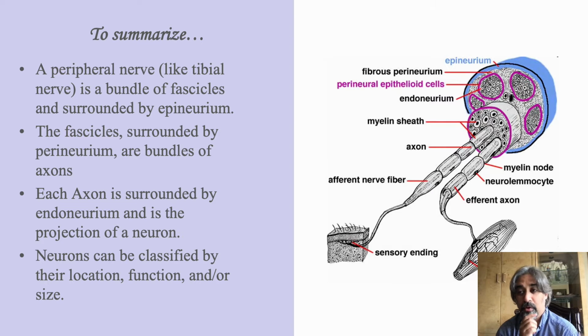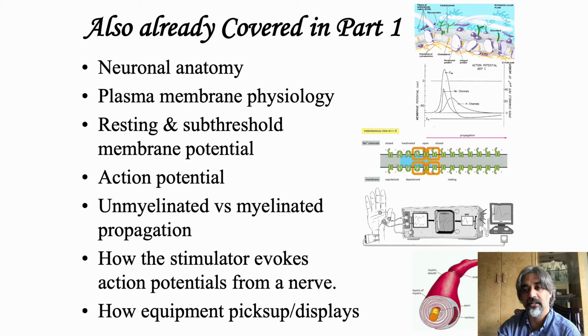Since you may not remember everything we went over before, let me remind you about some things. If you slice a nerve, you'll see that it has a skin around it called epineurium. There are bundles of axons called fascicles surrounded by a sea of connective tissue called perineurium. Finally, there's a matrix around each individual axon within the bundle that is called endoneurium. We also went over the naming classifications of neurons. We also covered the anatomy, physiology, electrophysiology, and action potential propagation of a neuron. I went into detail about the difference between unmyelinated and so-called saltatory propagation. We talked about how the stimulator delivers current and how that evokes an action potential. We also covered how the equipment works.